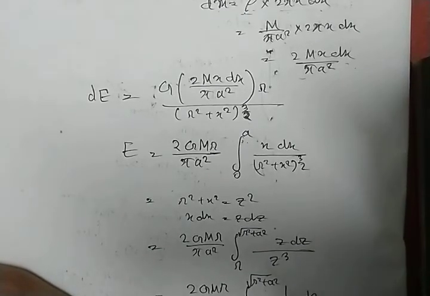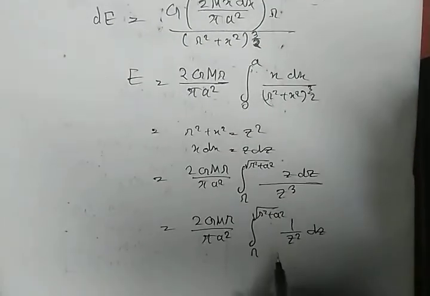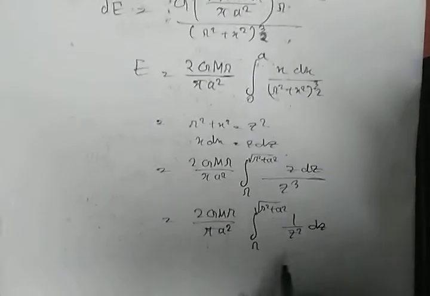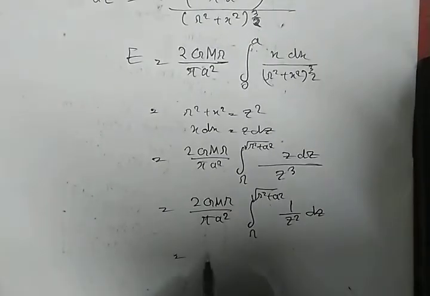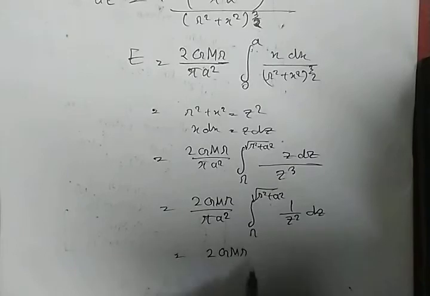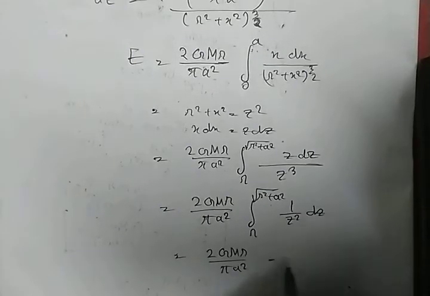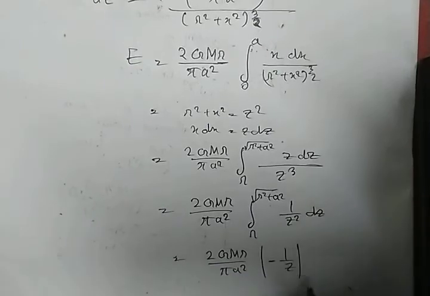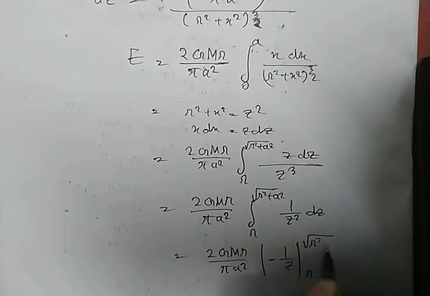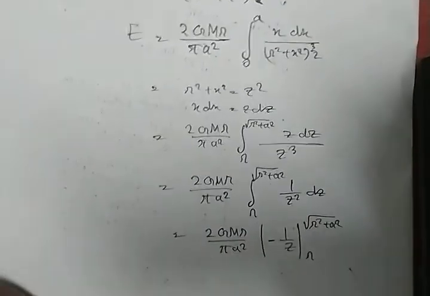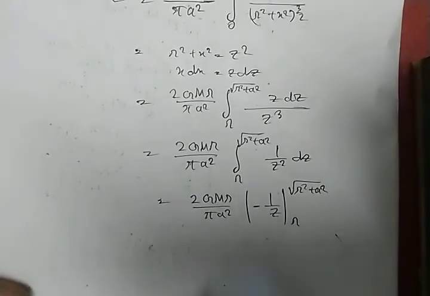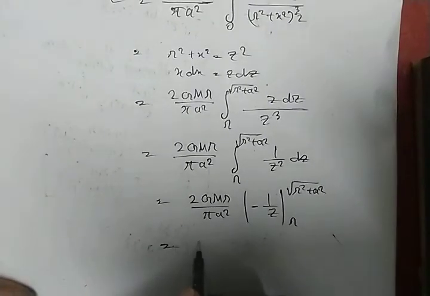Now this is just a basic integration, and I can do it: 2 G M r by pi a square, and this will be minus 1 by z. Now all we need to do is put in the limits and our result will be ready.